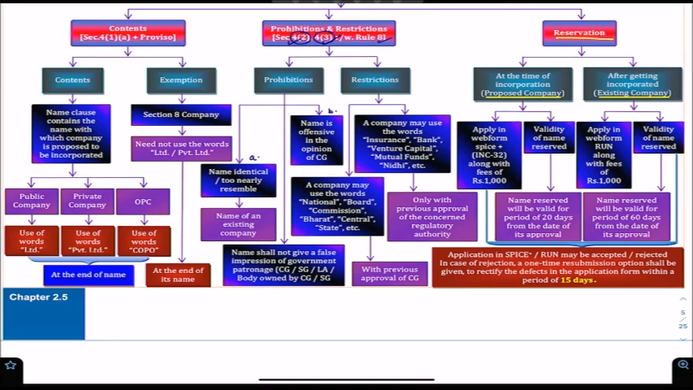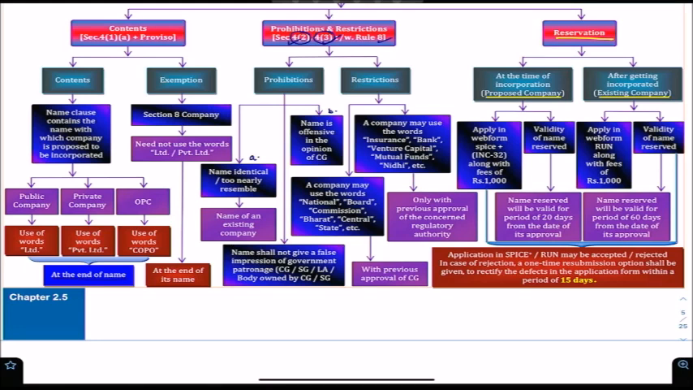Next, after that, prohibitions and restrictions. What is prohibited? A. The name should not be identical or too nearly resemble the name of an existing company. Second prohibition: the name is offensive in the opinion of CG. That is prohibited if it is offensive. Next, the name shall not give a false impression of patronage. Which government? Central government or state government or a local authority or any body owned or controlled by CG or SG.